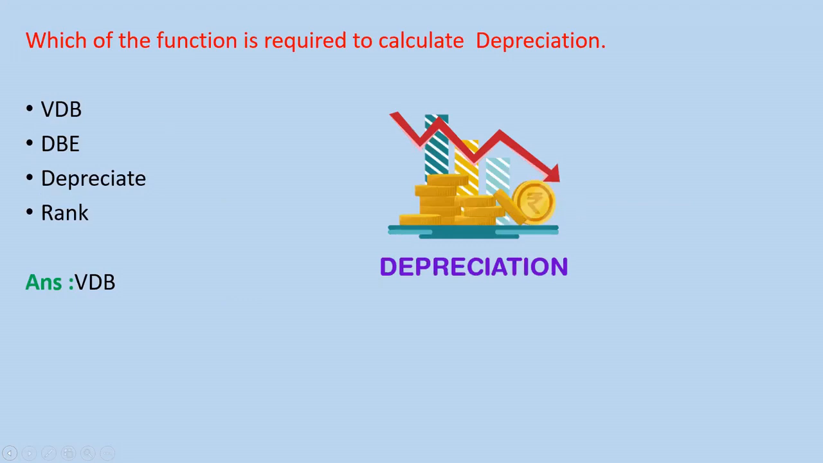Which other function is required to calculate depreciation? The answer is VDB. What is the full form of VDB? Variable declining balance, an Excel financial function that calculates the depreciation of an asset using the double declining balance method or some other method specified by the user. DB is not a function that exists in Excel, and Depreciate does not exist in Excel. Rank is the function which allows us to know the position of a value among the existing values, so that is not for depreciation. VDB stands for variable declining balance.